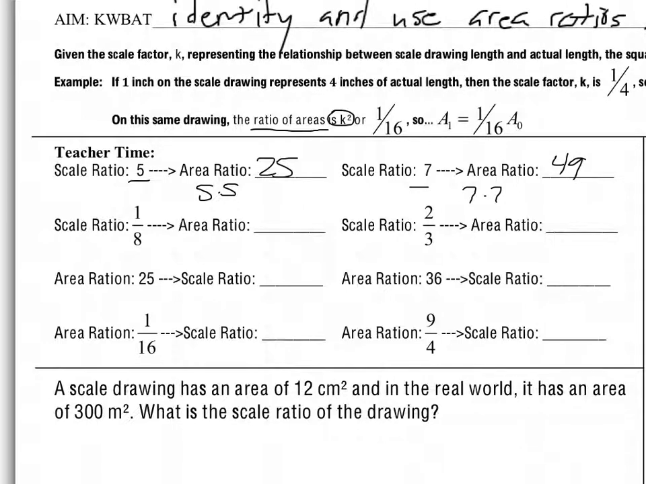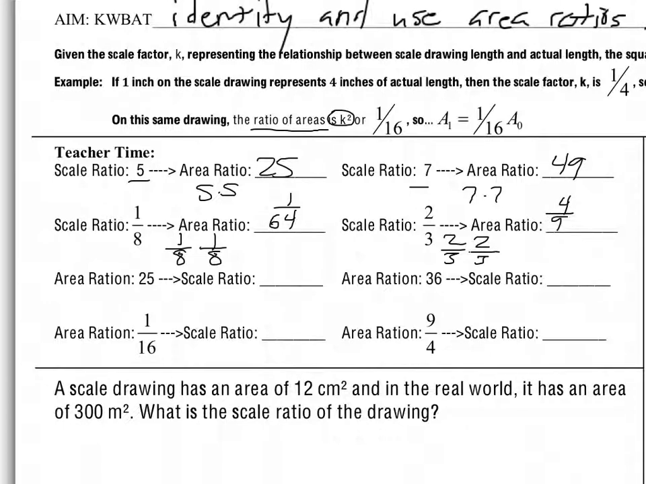If the scale ratio is 1/8, go ahead and do that one. Should be 1/8 times 1/8, which is 1/64. The scale ratio is 2/3. Go ahead and do that one. Should get that area ratio would be 4/9.